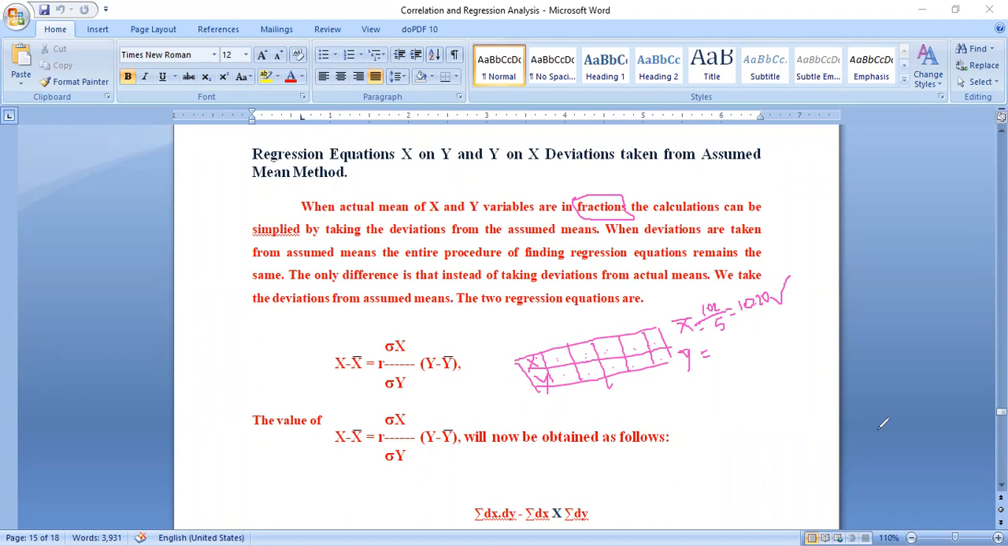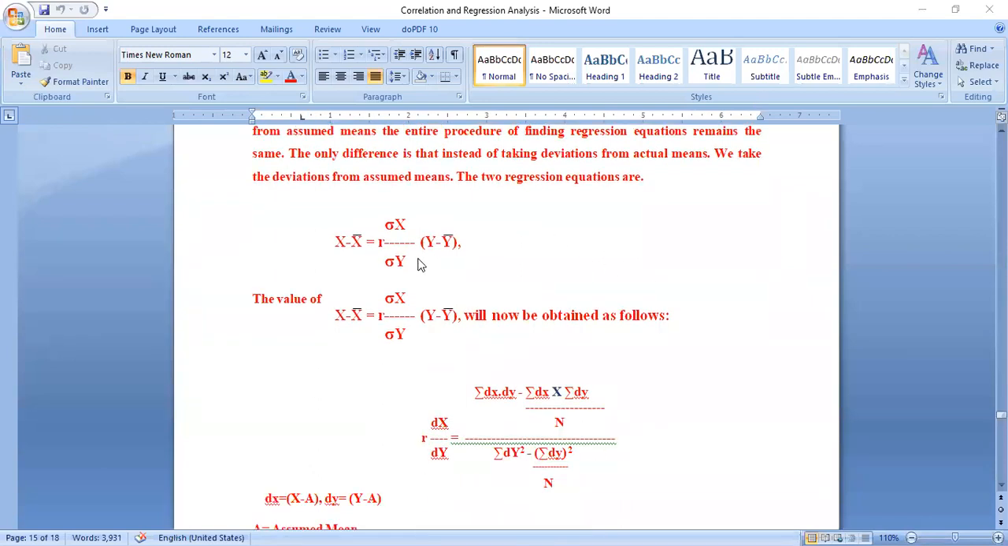For this assumed mean method also, there is a separate formula. You see the formula and separate principle is there. You see the principle here carefully. See, generally there are two regression equations here, x on y and y on x. This is common, that is x minus x bar is equals to r into standard deviation x divided by standard deviation y into y minus y bar. This is the actual mean method as well as assumed mean method. Common formula, the basic formula we can say here.